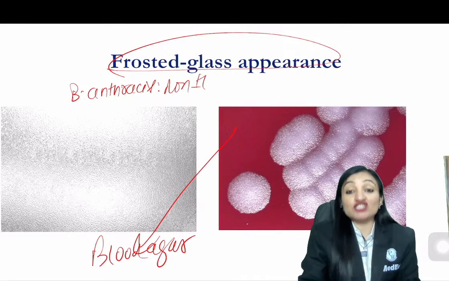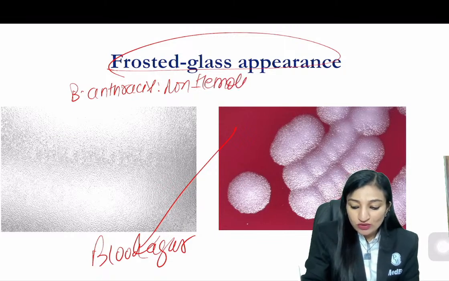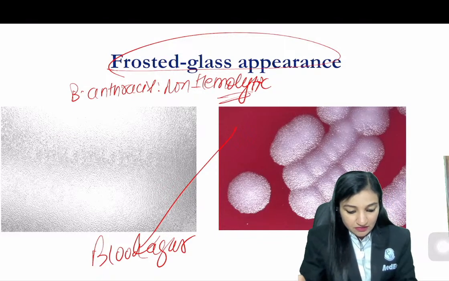It's the biggest bacterium. Why should it do any work? Why should it be motile? Why should it cause hemolysis? So it is non-hemolytic. Is this clear?